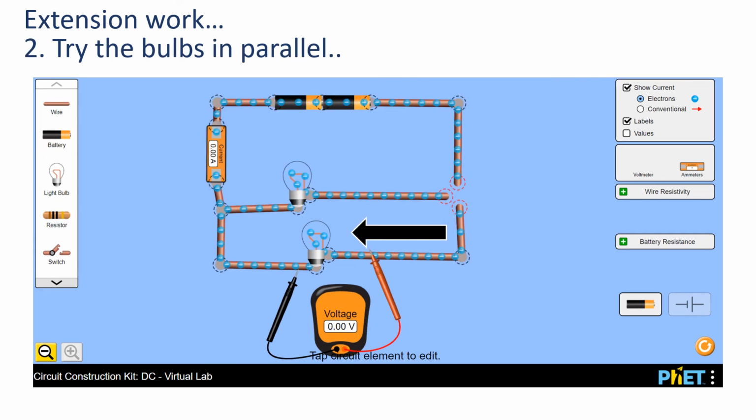And circuit 2, you might want to add bulbs in parallel now instead of series, and try adding more in parallel. See what happens to the current and the voltage, and therefore what happens to the resistance.